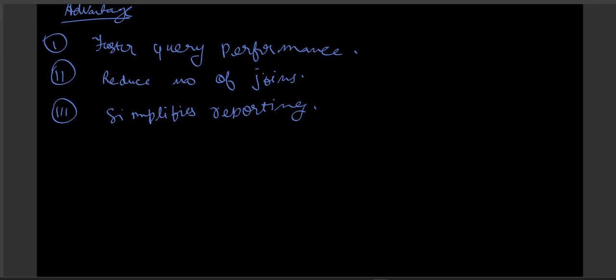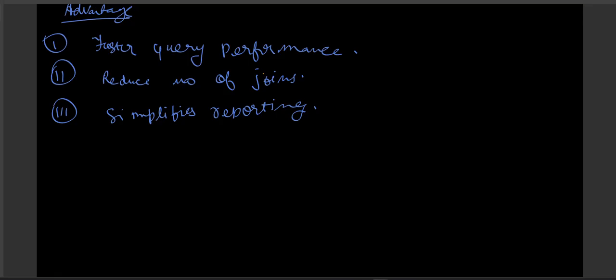If you write a query for retrieving the data, it does not take much time because all the details are in the same table. So no joins are required in denormalization. The second advantage is what I have just told: it reduces the number of joins. And the third one is that it simplifies reporting.